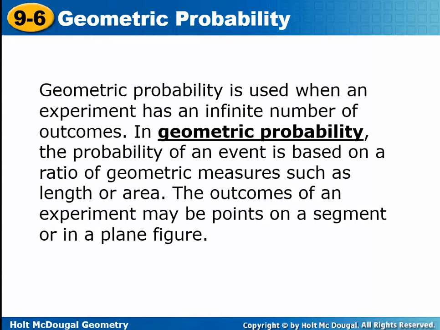In geometric probability, you have a figure that you're trying to find the probability of. So it's usually going to be a geometric measure like area or length, and the outcomes are going to be like points on the segment or points on the figure.